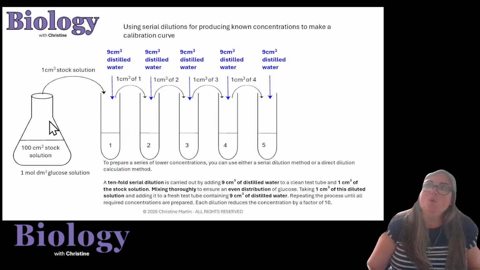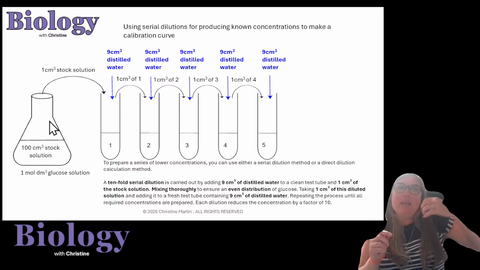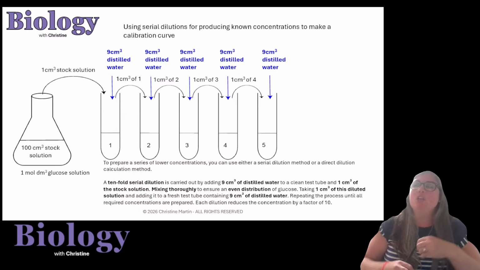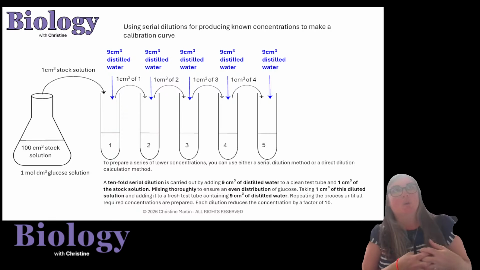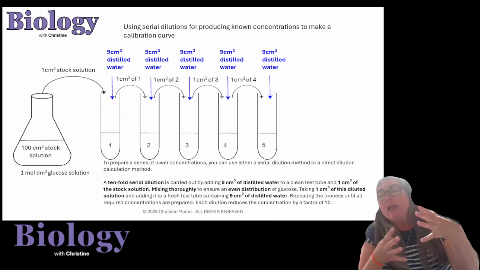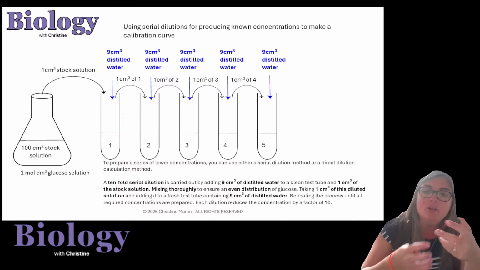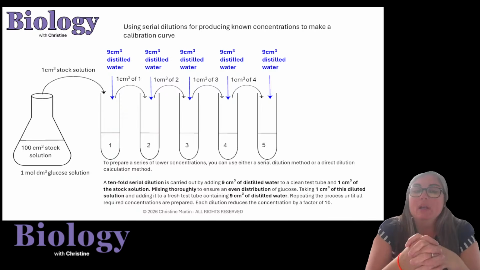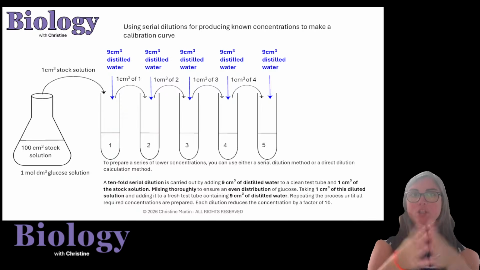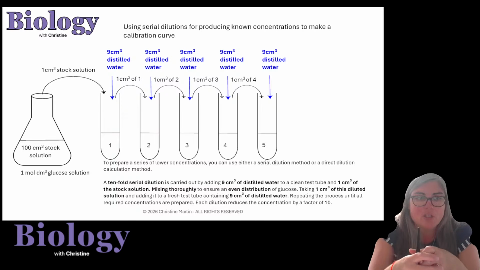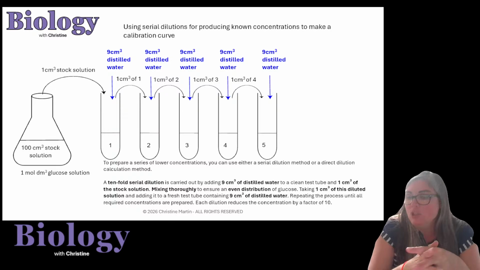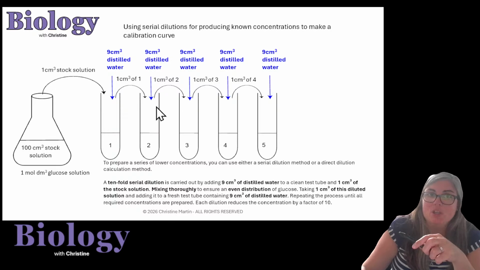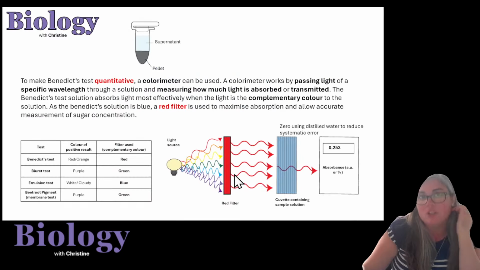So you should know if we're going to use a Benedict's reagent, or if we're going to use a biuret reagent for protein, or if we're going to look at an ethanol emulsion test, then we're going to need to make sure we have known concentrations. If we have known concentrations, we're then going to want to ensure that we've got a calibration curve. So make sure you know how to do your dilutions.